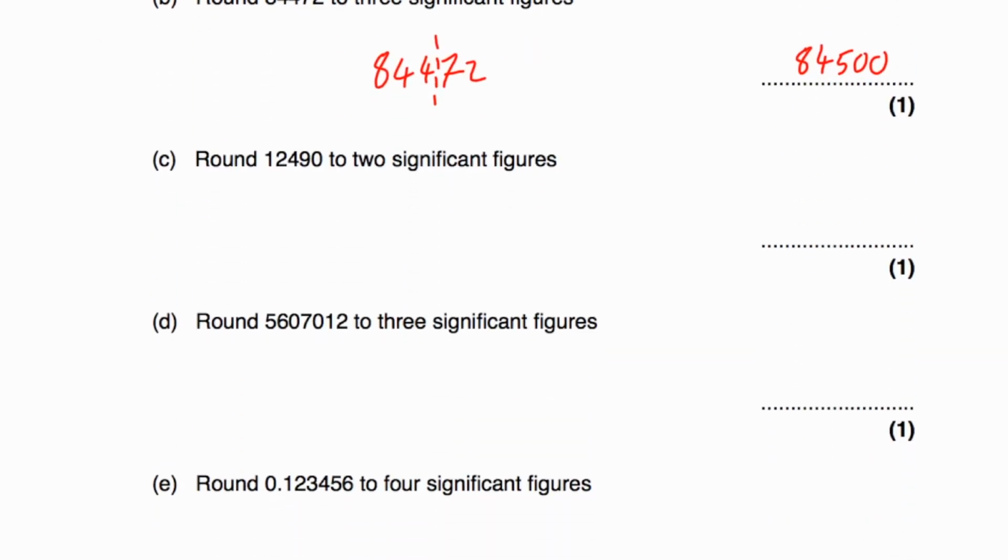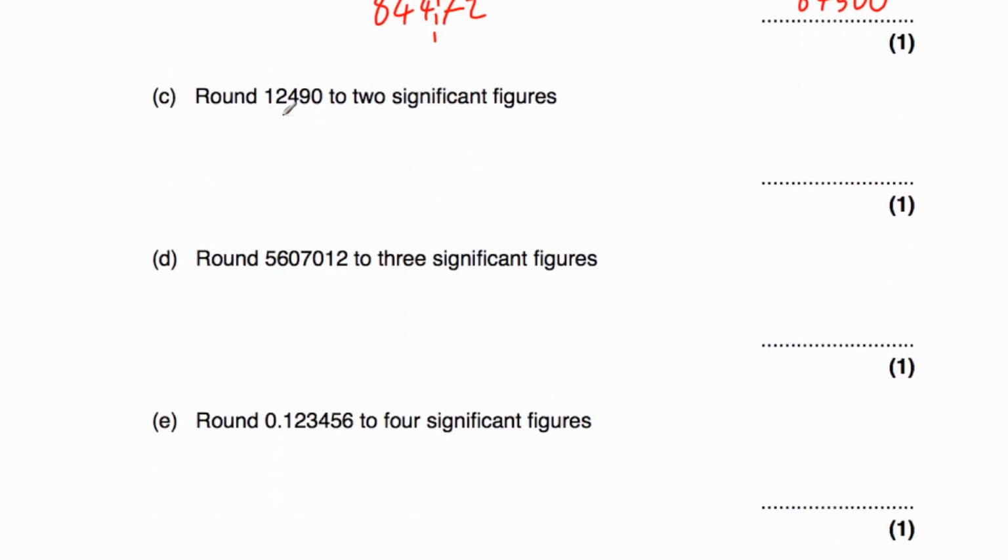Okay, part C. Part C says to round 12,490 to two significant figures. So we want two digits followed by zeros. So our choices will either be 12,000 or 13,000. This is closer to 12,000, so our answer will be 12,000. And again, we could have written 12,490 and put a dash after the second significant figure. The third significant figure is a 4, so we round down to 12,000.